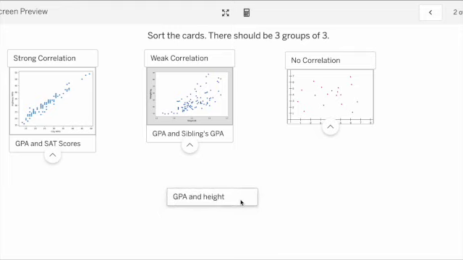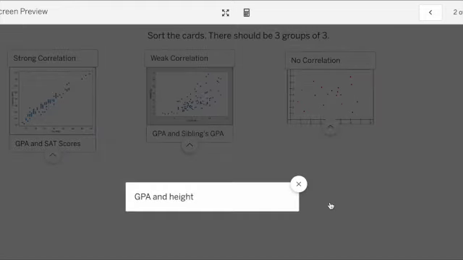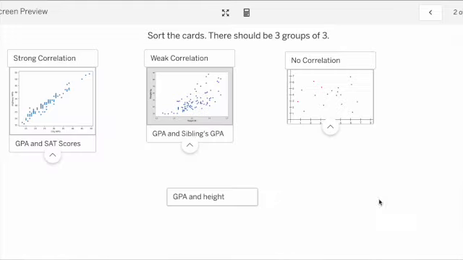And then what about between a person's grades and their height? Do tall people get better grades than short people or vice versa? No, as far as I'm aware, there's no relationship whatsoever between someone's height and their grades. So this would be no correlation.